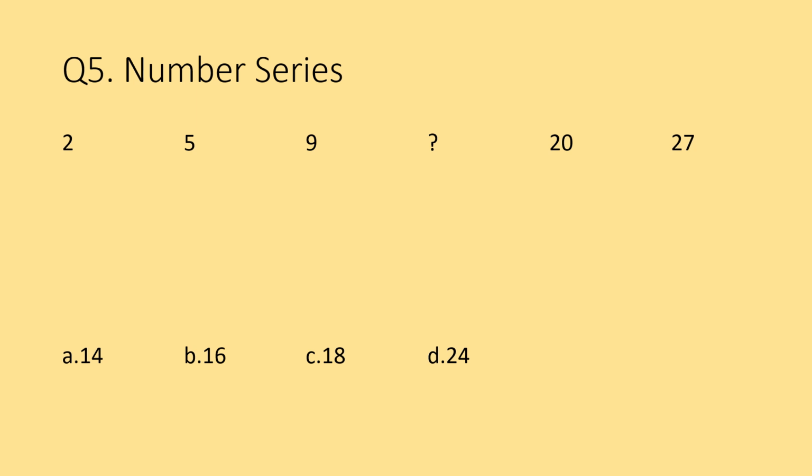Question number 5. Now if you see here, you get 2, 5, 9, then a question mark, then 20 and 27. Here also you see that there is an increase in the number, right? So as I told you, जब भी ऐसा लगे कि numbers increase हो रहे हैं, so you have to find the difference. So let's find the difference between these numbers. If you see the difference, you have 2 plus 3, then 5 plus 4 is 9, then you have a question mark here, then 20 plus 7 is 27.